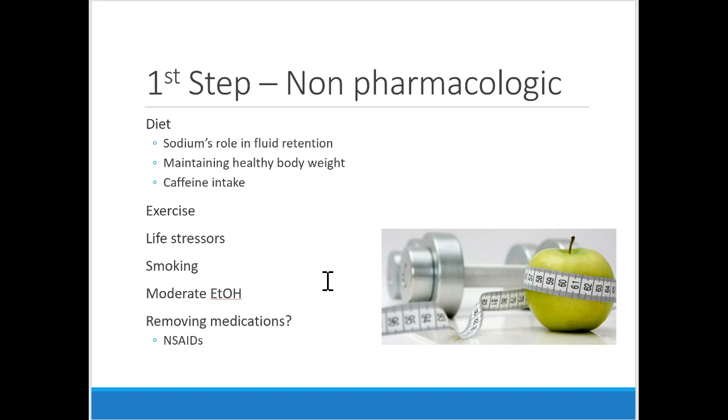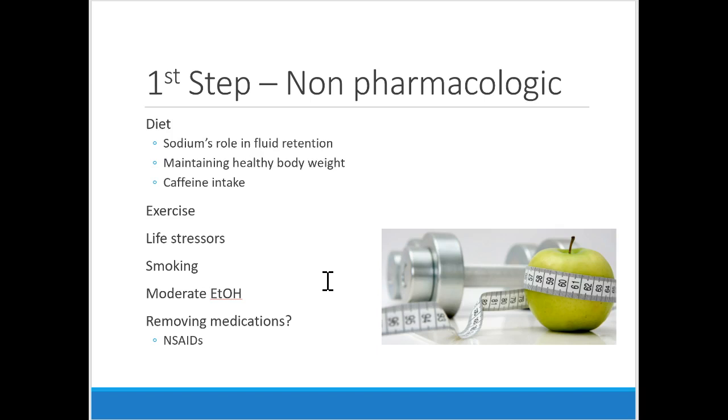Life stressors, removing yourself from stressful situations, learning to cope with stress, those types of things can help lower blood pressure. Smoking is related to high blood pressure, so if we have some smoking cessation type interventions. Moderate alcohol is also associated sometimes with high blood pressure. So either cutting back to a moderate amount if they're drinking a lot, or cutting back to a low amount of alcohol if you think that's a modifiable risk factor.